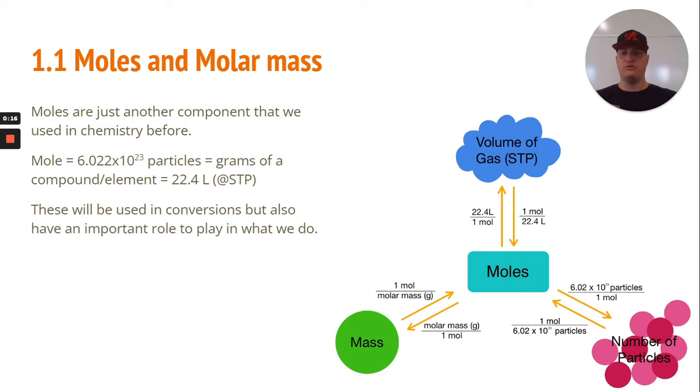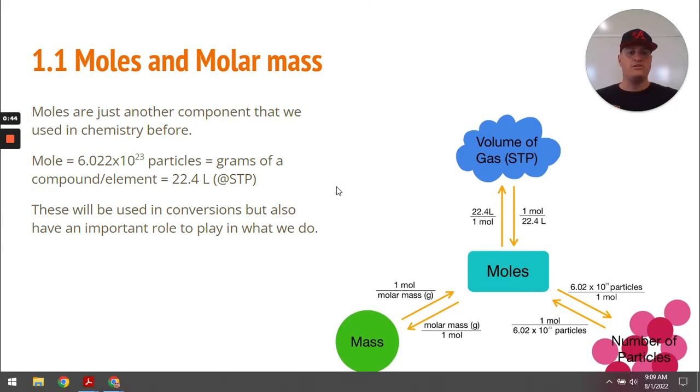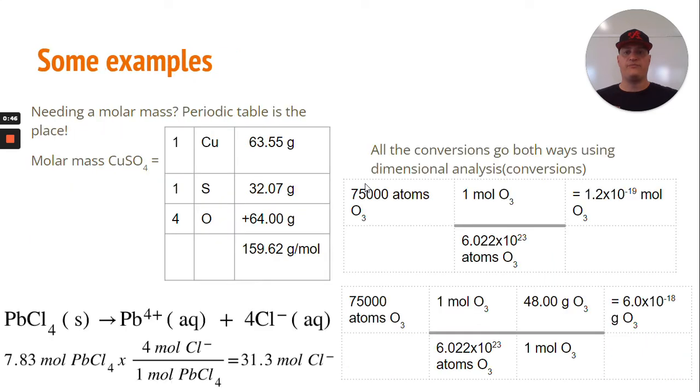Remember, you've got your moles equal to so many Avogadro number particles. Grams of a compound we know is molar mass. And a new one you may or may not have used is the 22.4 liters per mole at STP. All of these are simple conversion factors that we can get used to. They'll be used in conversions, but they also have an important role in explaining things, not just the math. So let's look at some of those examples themselves.